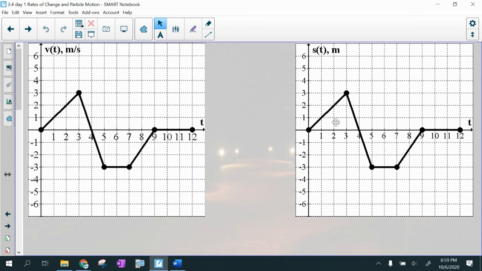On the other hand, if it's a position graph, I need to look at the slope in order to determine when the velocity is positive, negative, or moving right or left. So I'm going to say I have a positive velocity in between 0 and 3. I have a negative velocity between 3 and 5. I have a 0 velocity in between 5 and 7, and I'm back to a positive velocity in between 7 and 9.